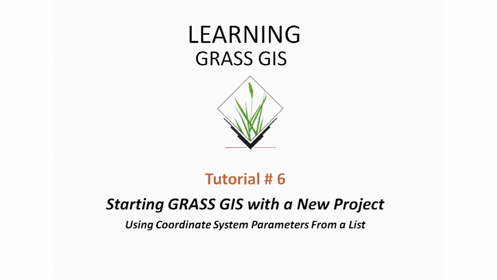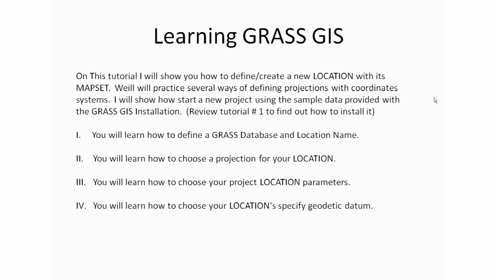Welcome to Learning GRASS GIS. This is tutorial number 6, starting GRASS GIS with a new project. We're going to be using coordinate system parameters from a list. In this tutorial, I will show you how to define and create a new location with its corresponding map set.